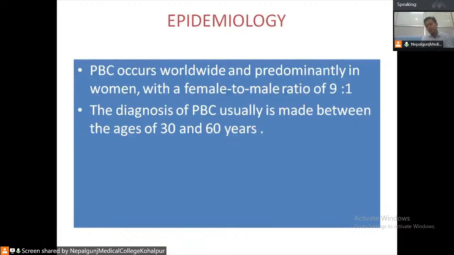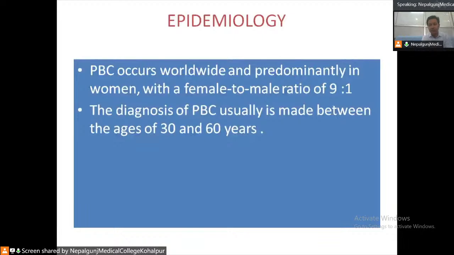Now, if you see worldwide, it is more common in females. The ratio is 9:1. So if you suspect any case of this biliary disease, biliary cholangitis, it is always a female. The ratio is 9:1, and the average age is 30 to 60 years. Although a few cases are reported in the early teens and a few cases in advanced age also, the majority of the population affected are female, and the ratio is 9:1.